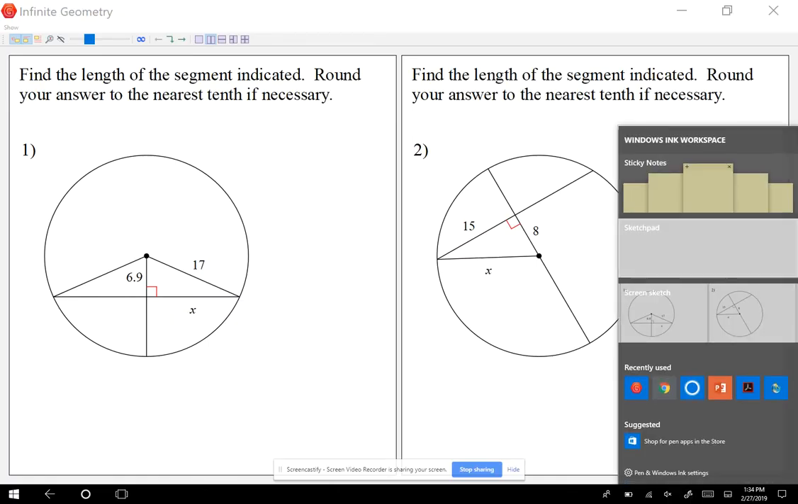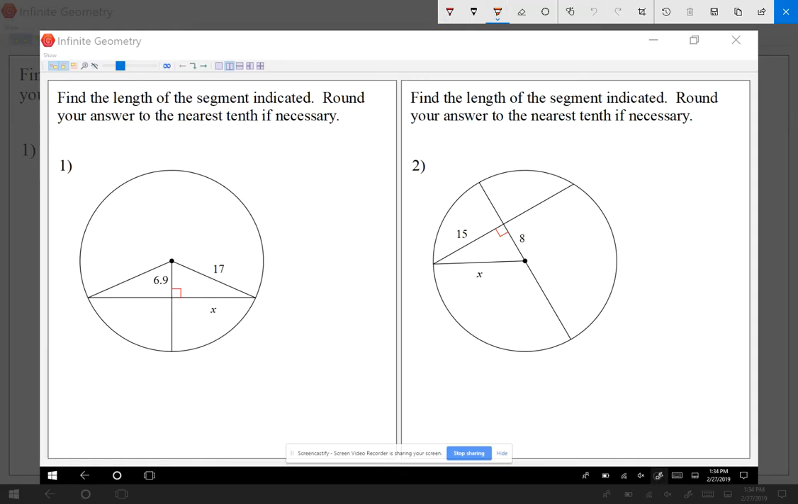All right, guys. So today we're gonna continue with yesterday's stuff on chords and radiuses, but now we're gonna also include Pythagorean theorem, which you guys should be familiar with. A little review on yesterday: I see that 17 is a radius. I see another radius here. I see part of it is 6.9. So if x was here, I would say 6.9 plus x equals 17, and I'm good to go, because a radius equals another radius. That was from yesterday. But that's not the case.